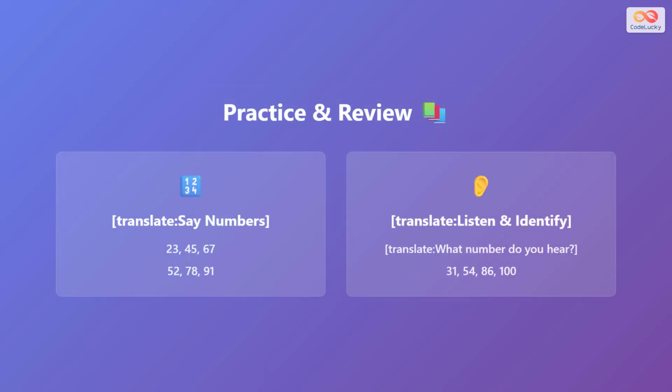Now it's time to practice. Try saying these numbers aloud: 23, 45, 67, 52, 78, and 91. Listen carefully to numbers being spoken and identify them. You might hear 31, 54, 86, or 100. Regular practice will help you master these numbers quickly.